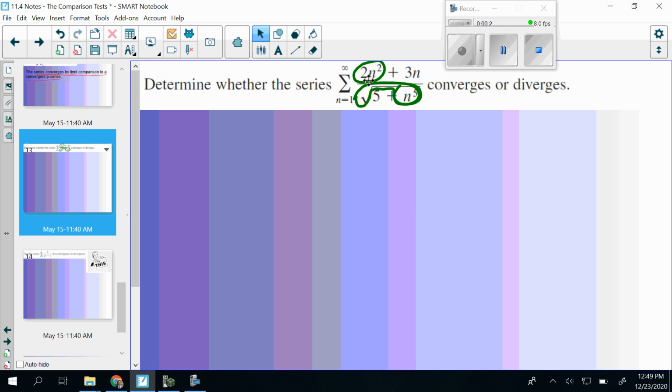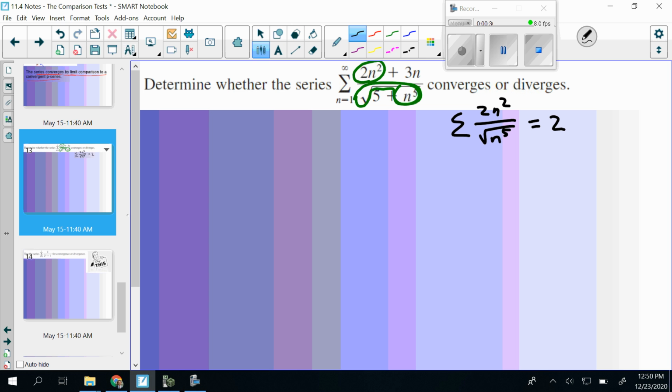So a comparable one on this looks like maybe the series 2n squared over the square root of n to the fifth power. Well, let's try to simplify that a little bit. The 2 we can pull out, so now we got n squared. Also, if we do square root of n to the fifth power, remember square root's like a power of half, and so that would be the same as this.